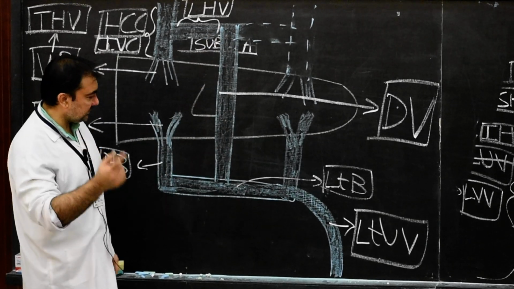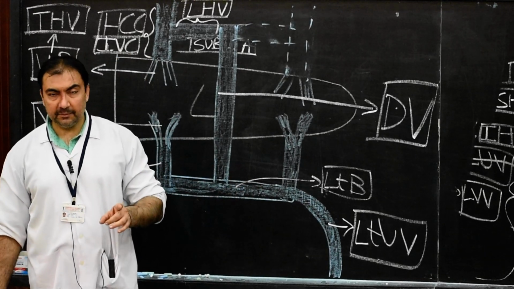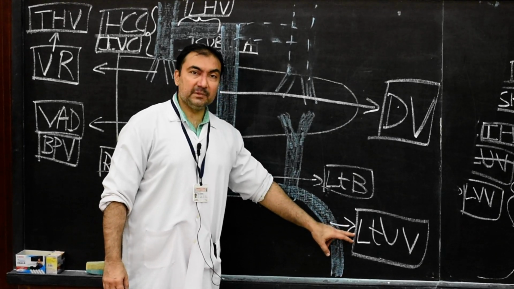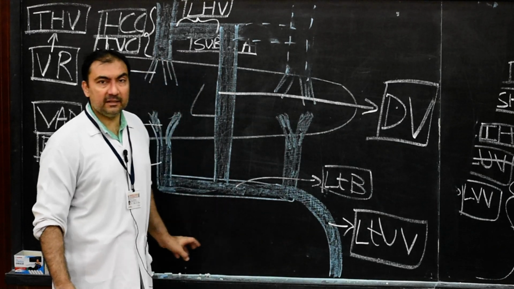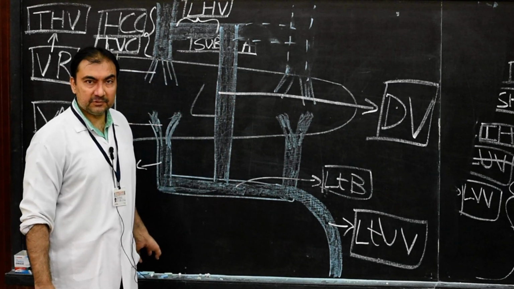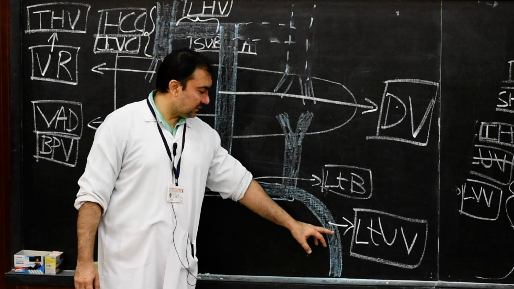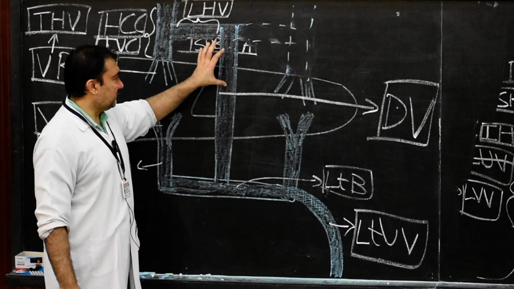Please note down, once again I will repeat: the ductus venosus after birth will be converted into the ligamentum venosum, and the left umbilical vein will be converted into the ligamentum teres. What about the right umbilical vein? It has already disappeared. So the changes after birth are the conversion of the left umbilical vein into the ligamentum teres and the conversion of the ductus venosus into the ligamentum venosum.